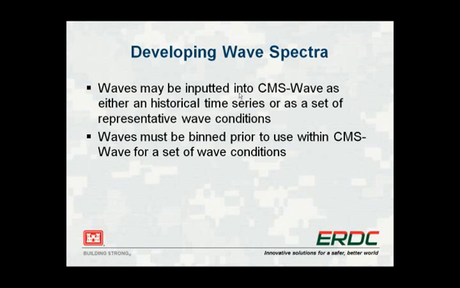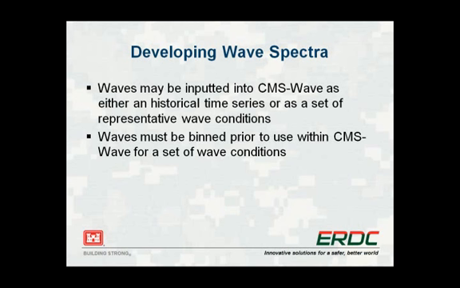So the first step of using the CMS Map tool is developing your wave spectra. The waves may be input into CMS-Wave as either a historical time series or a set of representative wave conditions. What that means is you can either use the straight time series from your wave station, like your WIS station or your national NDBC buoy station, or, in order to save computational time, you can bin those wave conditions into height, period, and angle bands and use those representative conditions as your wave conditions for your GenCade runs.